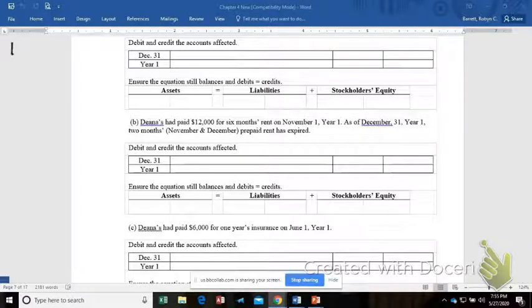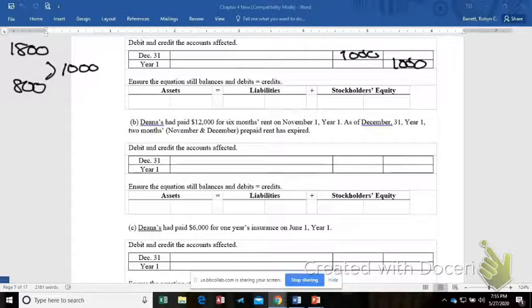Okay. So she had $1,800 of supplies. Now she went out and she counted and she only has $800 left. So how much did she use? She used up $1,000, exactly. So that's the number that we need to use. She used up $1,000 worth of supplies.